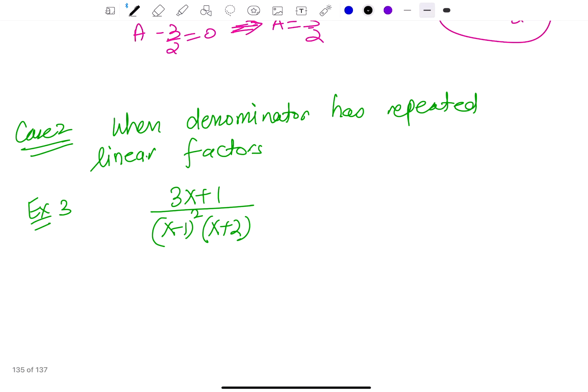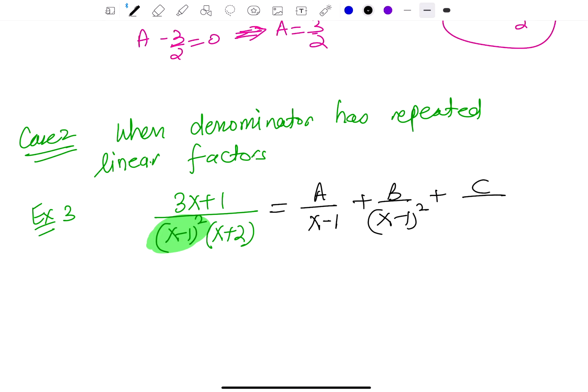Another example, when the denominator has repeated linear factors. If we have repeated linear factors in the denominator, we have to set them up as A over the first factor, x minus 1, plus B over x minus 1 squared, okay? Because we have x minus 1 squared here, we have to set it up this way, C over the remaining factor.